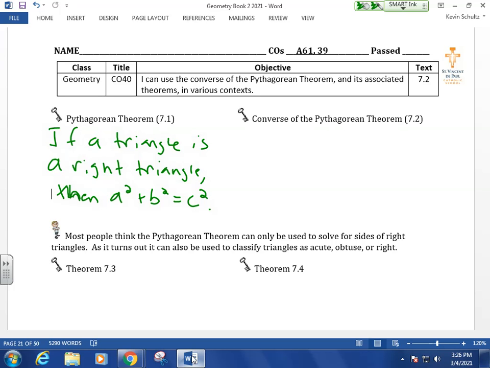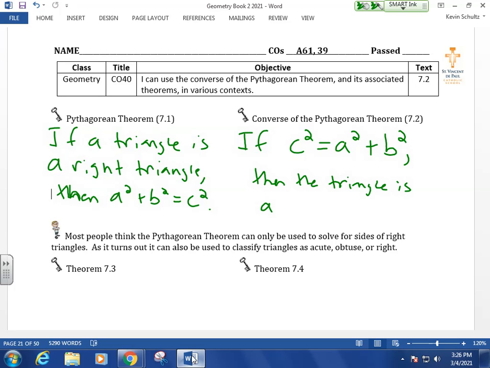So the converse says that, and I'm going to write it this way for a reason that I mentioned in PO39, but we'll expand on here in CO40, if c squared equals a squared plus b squared, then the triangle is a right triangle.